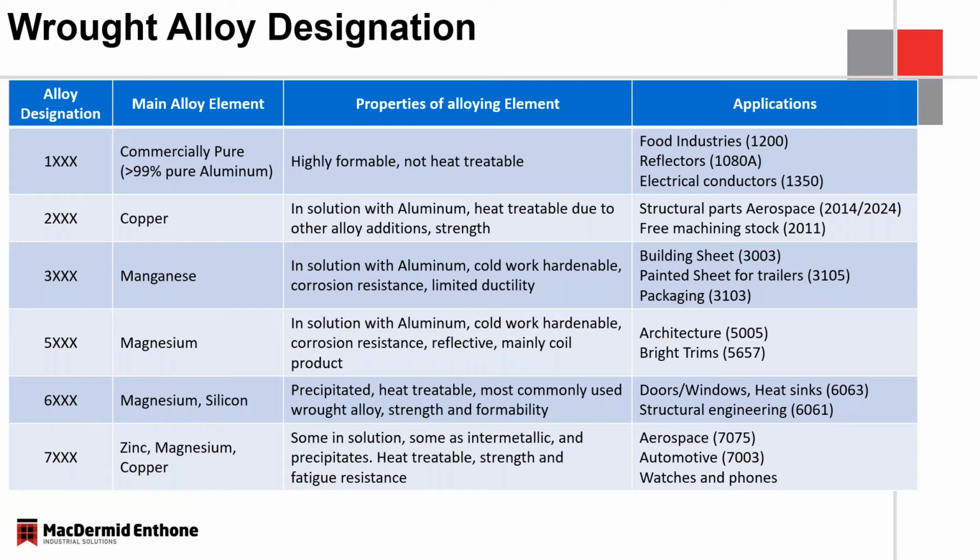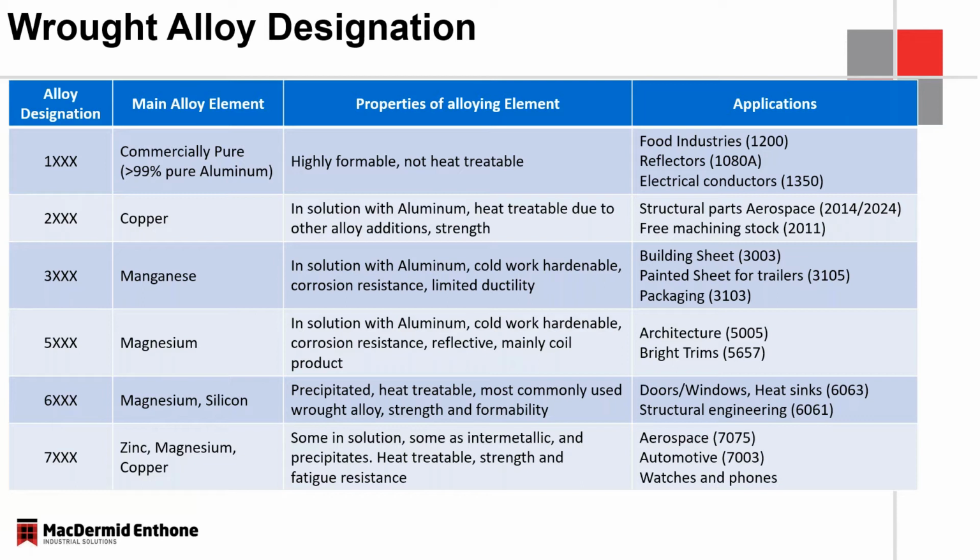When we go to the 2000 series here, the alloying element here is copper. This is an aluminum alloy that is predominantly used in the aerospace for structural components. The copper gives the aluminum extremely good strength. It is a heat treatable aluminum alloy as well. Not easy to anodize, but for the aerospace, it's one of the main alloys they use.